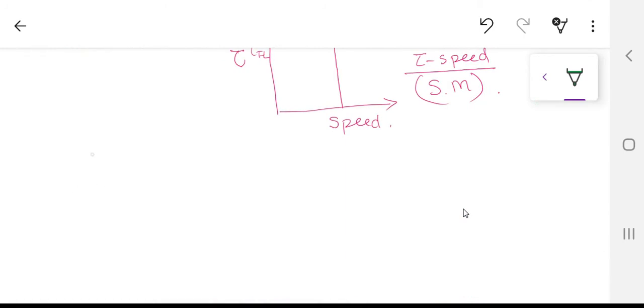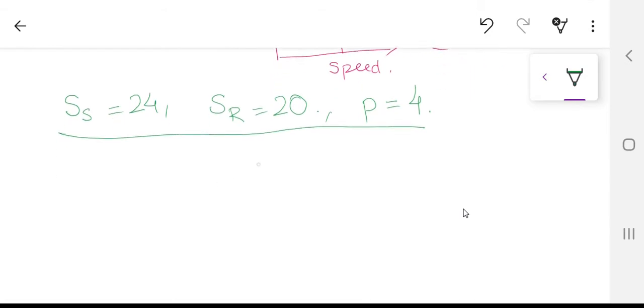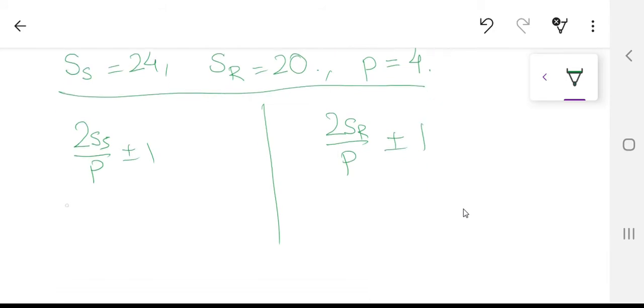I have another example over here in which I have the number of stator slots equal to supposedly 24. I have the number of rotor slots equal to 20, and here again I have the number of poles equal to 4. Now here I will just go in a very straightforward fashion. For the stator side, I have 2s divided by p plus minus 1. Here I have 2sr divided by p plus minus 1. Now if I plug in the values, this is 2 into 24 divided by 4 plus minus 1. We know this is actually 12 plus minus 1.